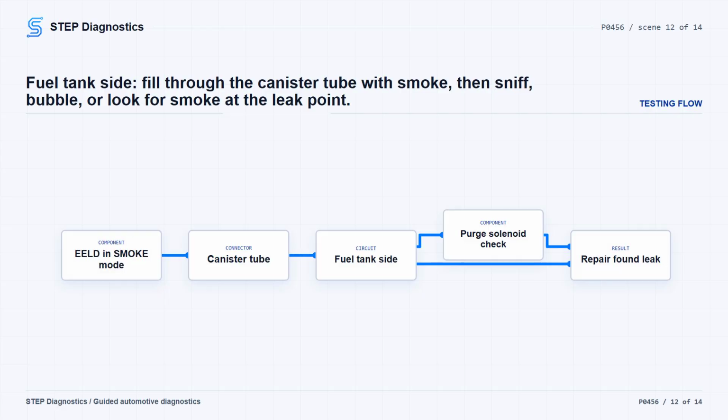To check the purge solenoid for an internal leak, remove the manifold hose from the purge solenoid, fill the system with smoke, and look for smoke coming through the purge solenoid. Find and repair the leak. If smoke is present through the purge solenoid, replace the purge solenoid. Then run the intrusive leak evaluation again to verify the repair.